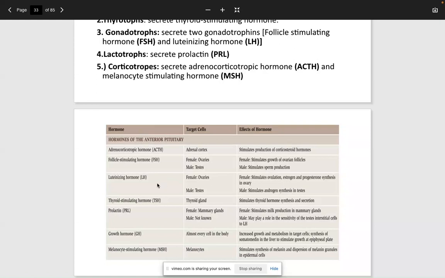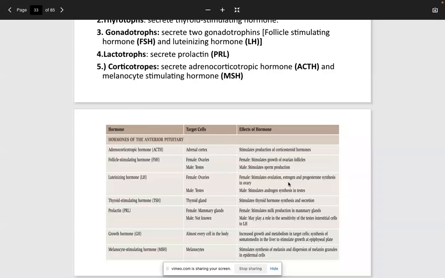Now, luteinizing hormone, it's the other gonadotrope. It is going to, again, work within females at the ovary, within males at the testes. Within males, it's going to stimulate androgen synthesis, or the production of testosterone. Within females, it's going to be responsible for something called the LH surge. That'll be a very high yield point that we'll need to take note of later on. The LH surge is going to be responsible for estrogen production.